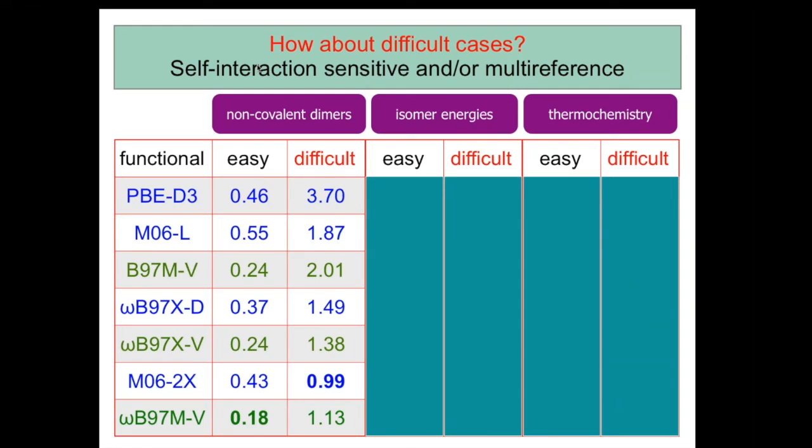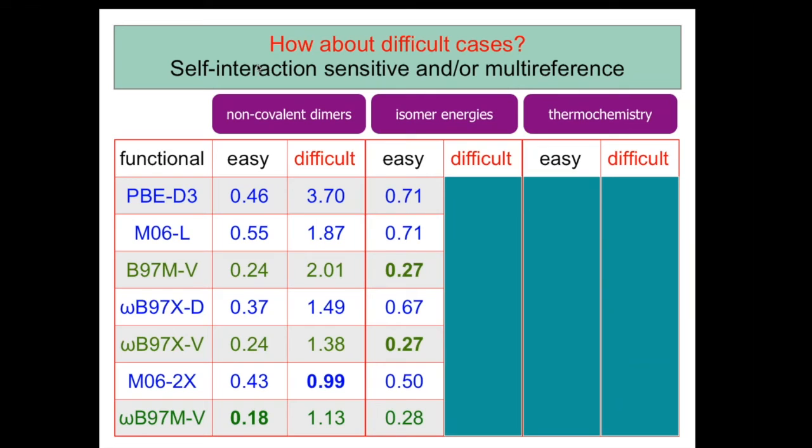So PBE-D3, you grow the error by something like a factor of 8 or so, M06-L a factor of 3, B97M-V a factor of 8 or 9, omega B97X-D a factor of 4, omega B97X-V a factor of 6, M06-2X a factor of only 2. So M06-2X is the best of these for these difficult cases. And omega B97M-V a factor of 9 again. So huge degradation in the difficult cases.